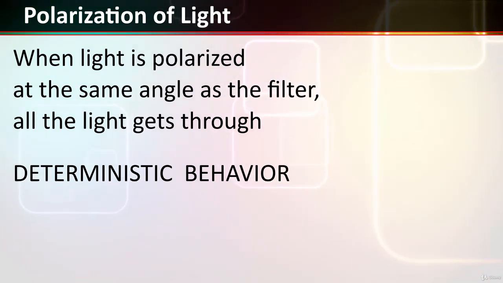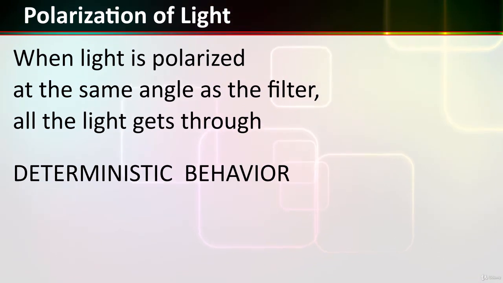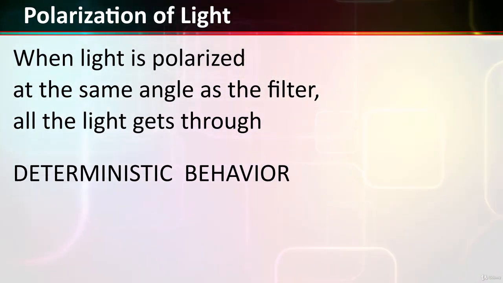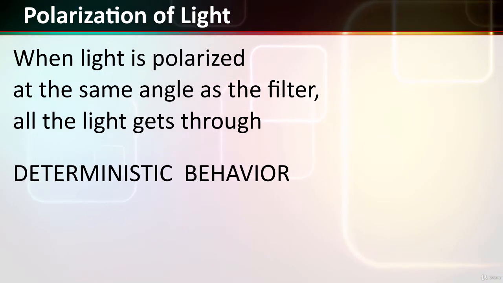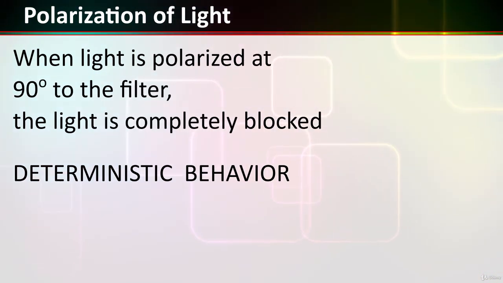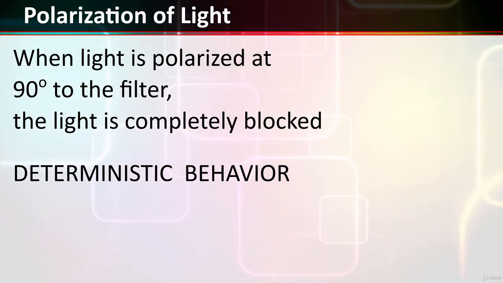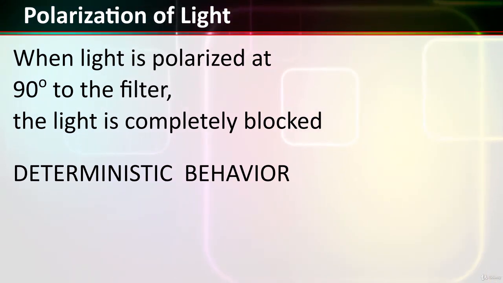Observe that when the measuring apparatus is aligned in the same direction as the property being measured, then there is no randomness. When the polarizing filter is at the same angle as a photon, all the photons pass through. When the polarizing filter is aligned at 90 degrees to the photons, all the photons are blocked. There is no randomness when the polarization filter is exactly aligned with the photon.